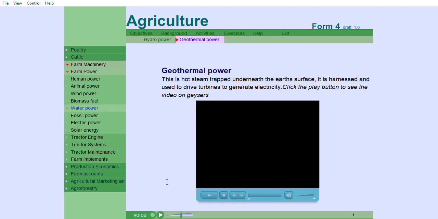Geothermal power. This is hot steam trapped underneath the Earth's surface. It is harnessed and used to drive turbines to generate electricity.